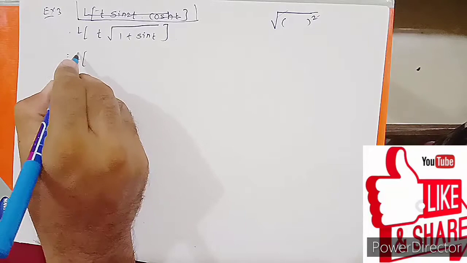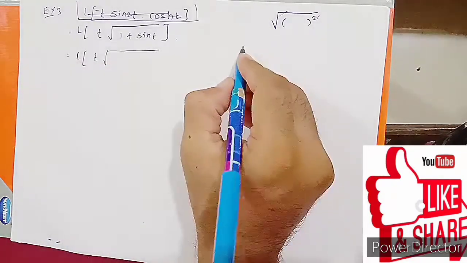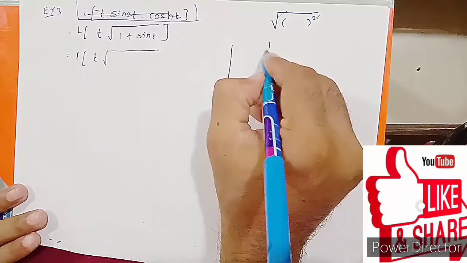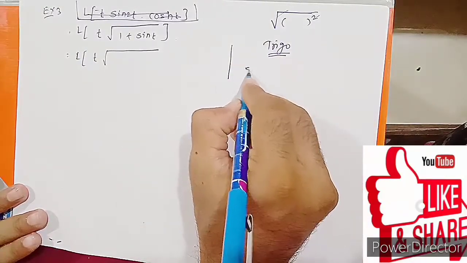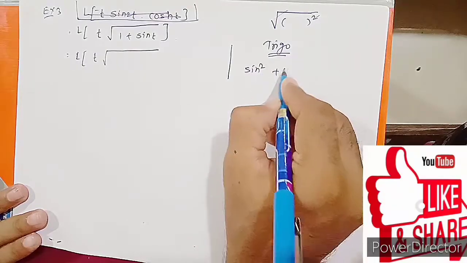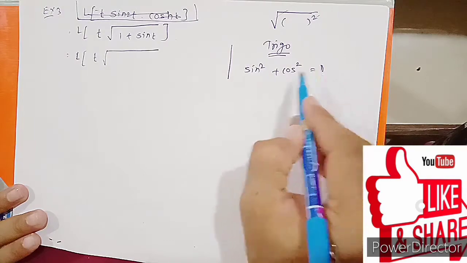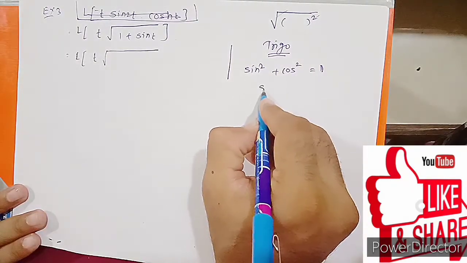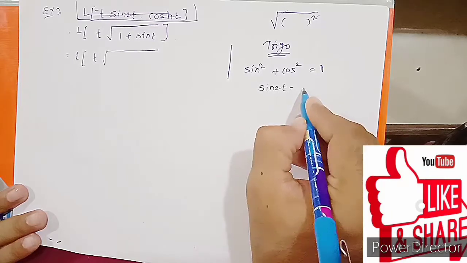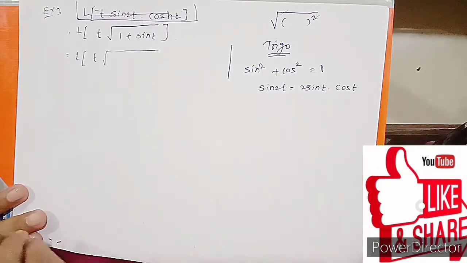Okay, now t is as it is. What we do here, guys, we know that some trigonometric replacement, we call it a trigo replacement. As we know, sine square plus cos square is equal to 1, right? That means 1 we can replace by sine square and cos square, right? And again we have one more replacement, that is sine 2t, that is 2 sine t into cos t, right?